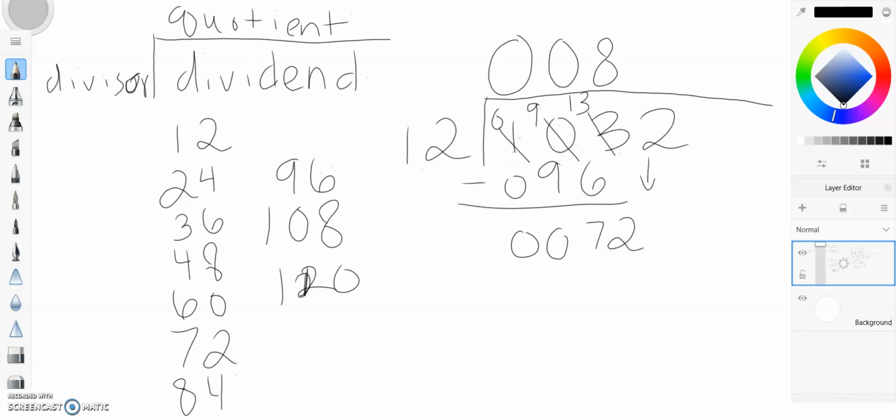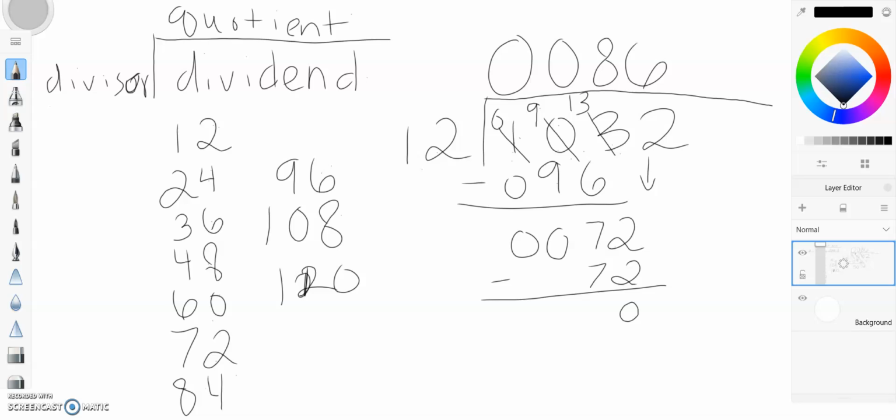And we're going to multiply a number with 12 to get 72. So how many times can 12 go into 72? Let's see. 1, 2, 3, 4, 5, 6. Exactly 6 times. Because 12 times 6 is 72. So I'm going to put 6 up here. And then since we did 12 times 6, 72, we subtract 72.